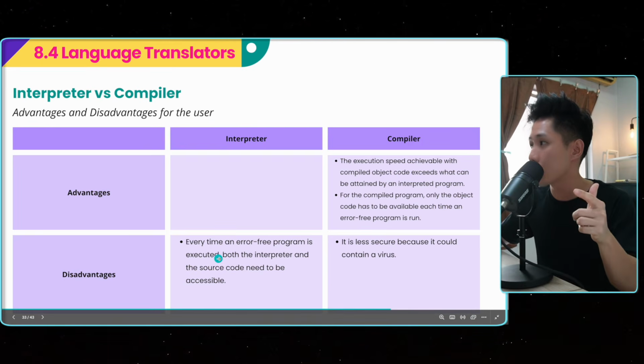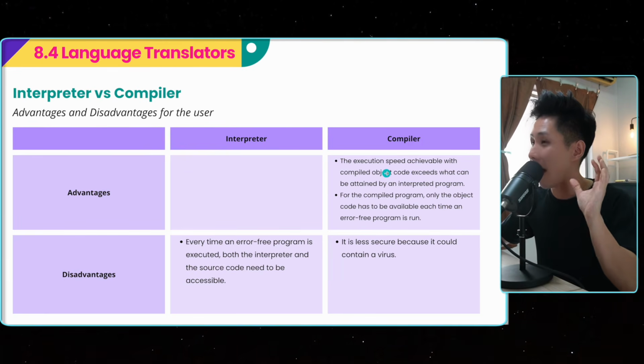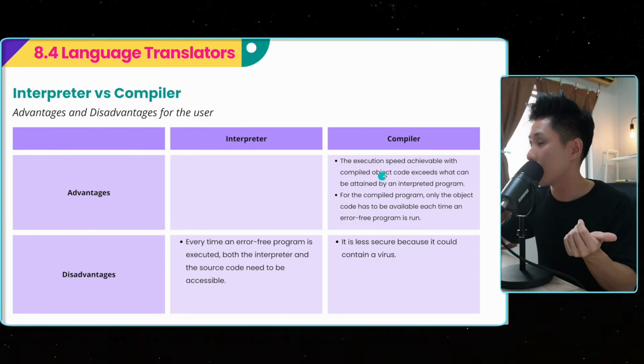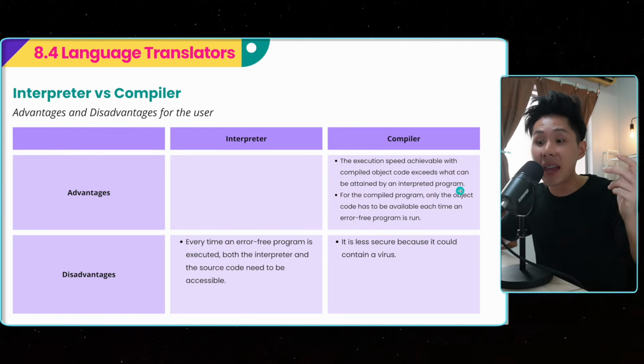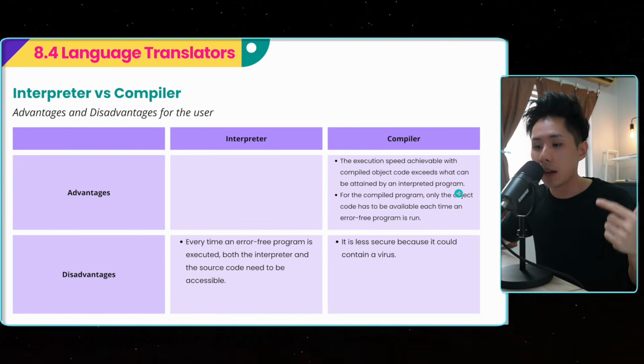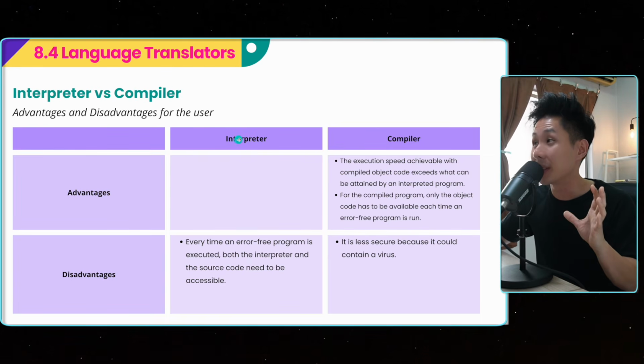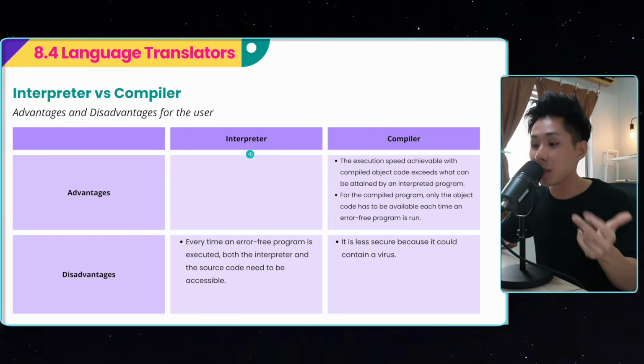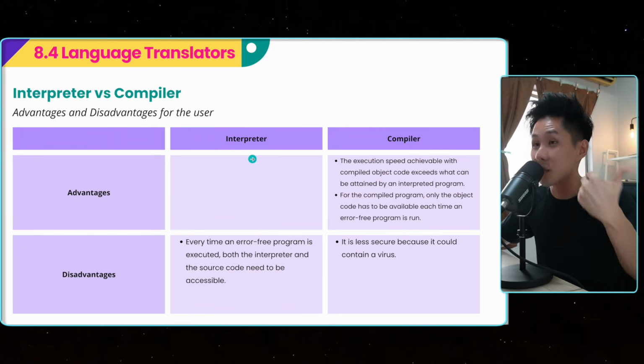So that's the disadvantage. For a compiler, the advantage for the user is that the execution speed achievable with compiled object code exceeds what can be obtained by an interpreter code. You can run it faster. You can run the executable code faster as compared to using an interpreter, because it's no longer interpreted line by line. It's just run.